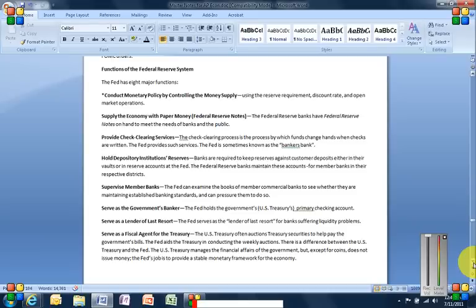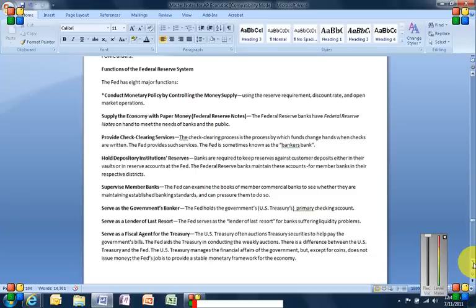The Federal Reserve banks have Federal Reserve notes on hand to meet the needs of banks and the public. The Fed also provides check clearing services. It's also known within this role as a banker's bank. It holds depository institutions' reserves. It supervises member banks, and it serves as the government's banker. It serves as a lender of last resort, and serves as a fiscal agent for the Treasury.